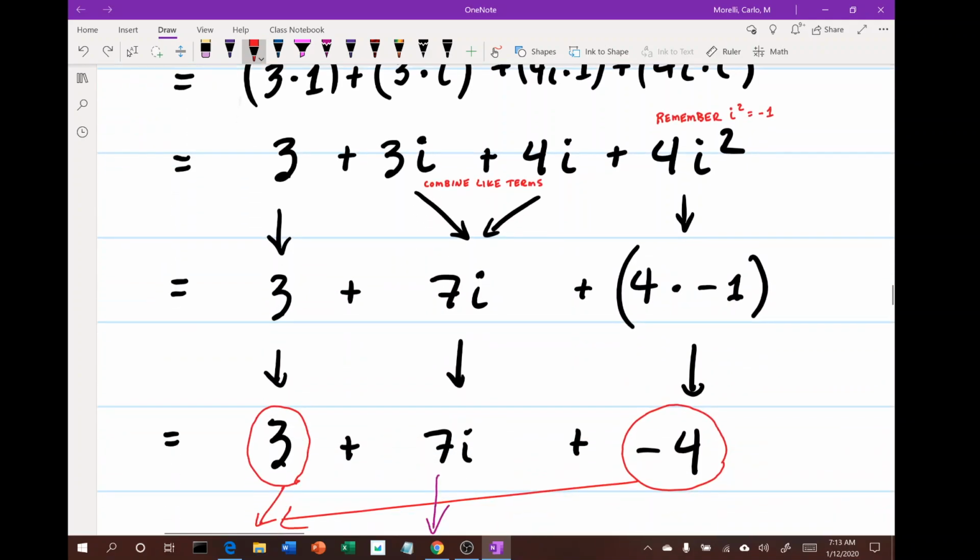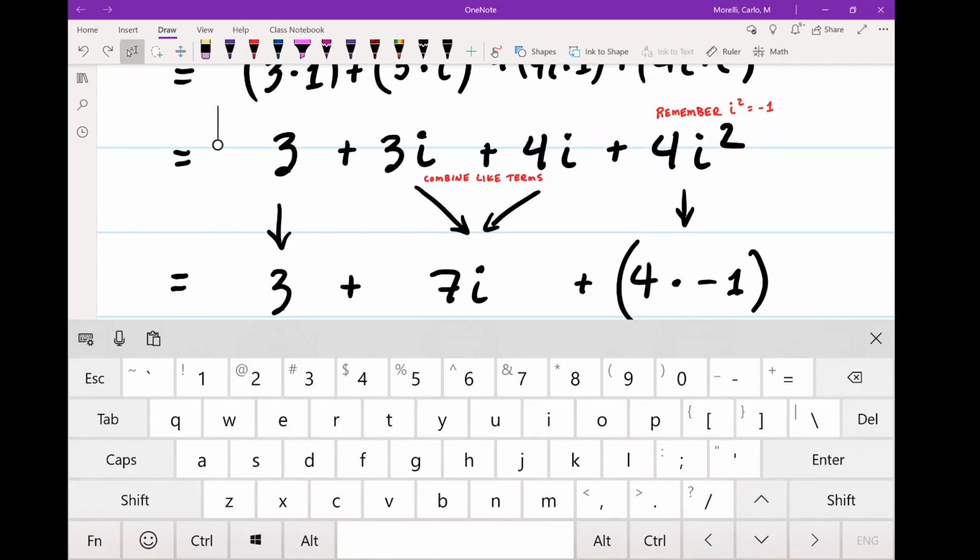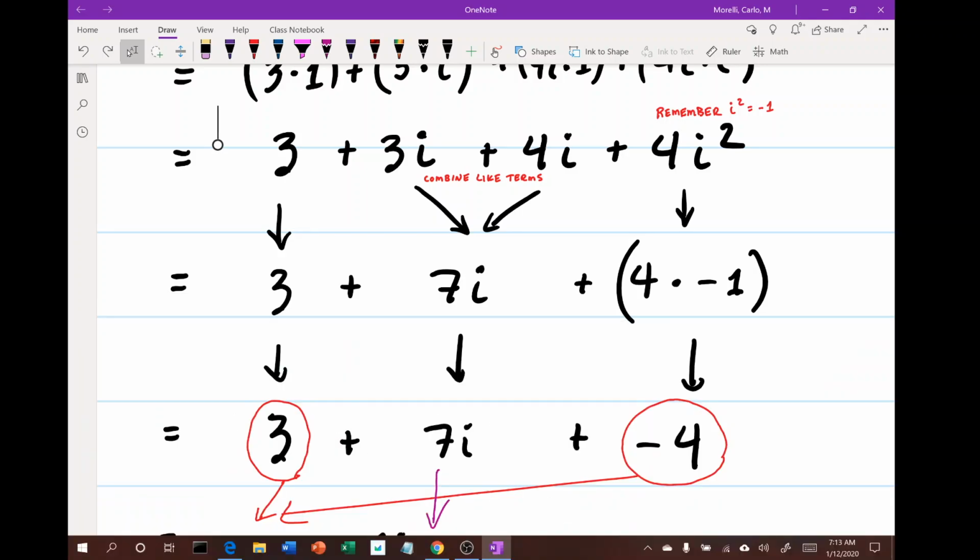Okay, so the next thing in the process is to combine like terms. So here we're going to combine the 3i and the 4i together to give 7i. Okay, so you just add those coefficients. The 3 just comes down, so you have 3 plus 7i plus, and remember 4i squared. Remember that i squared equals negative 1, so that's really 4, not times i squared anymore, but 4 times negative 1.